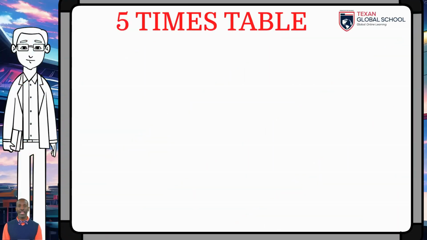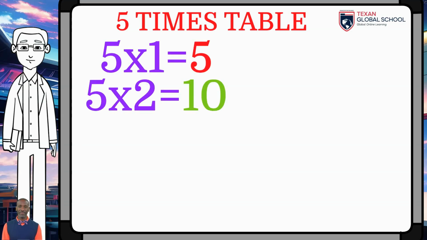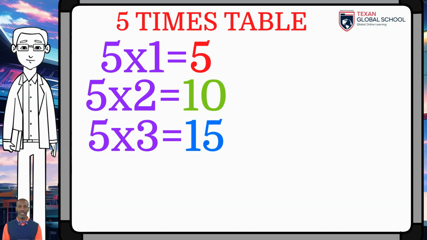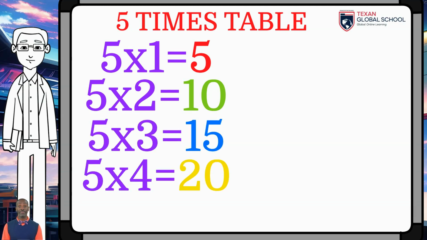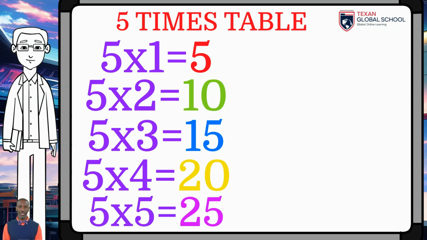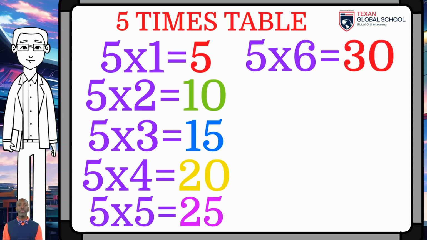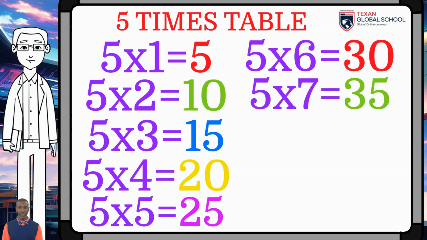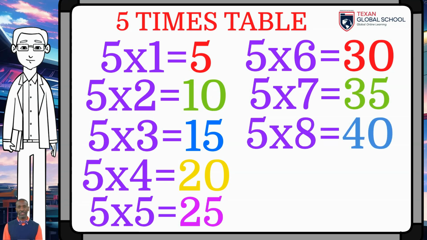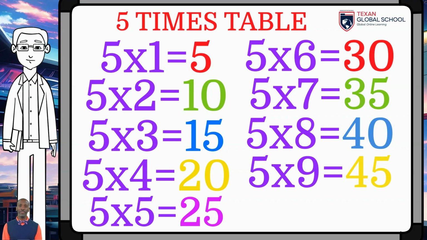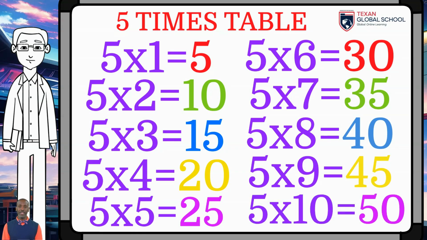In summary, any number multiplied by 5 results in the same value quintuple. 5 times 1 is 5. 5 times 2, 10. 5 times 3, 15. 5 times 4, 20. 5 times 5, 25. 5 times 6, 30. 5 times 7, 35. 5 times 8, 40. 5 times 9, 45. 5 times 10, 50.